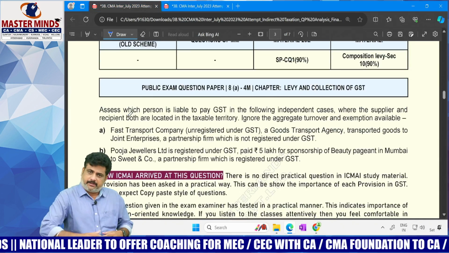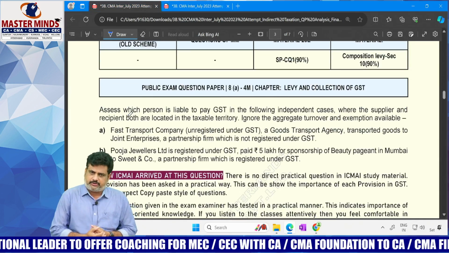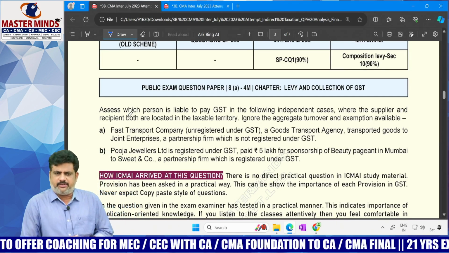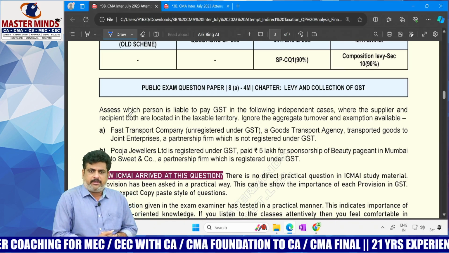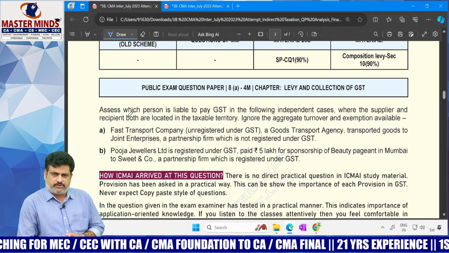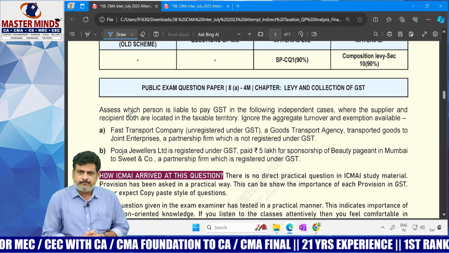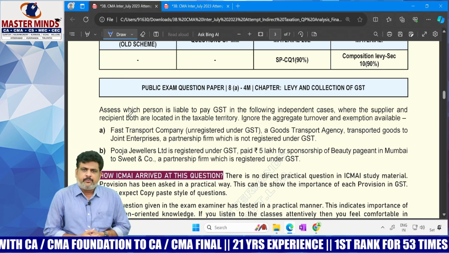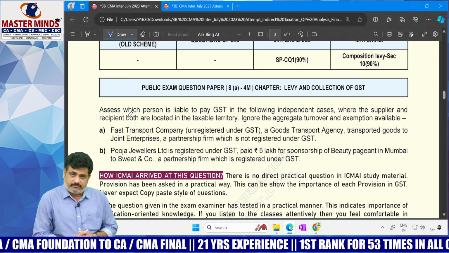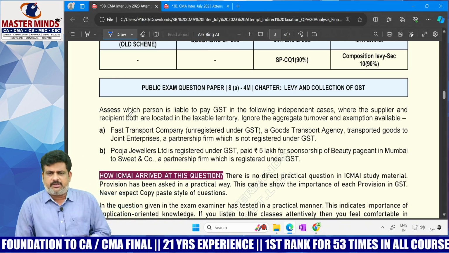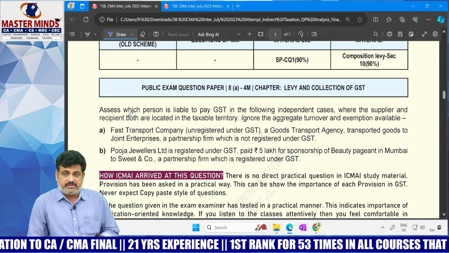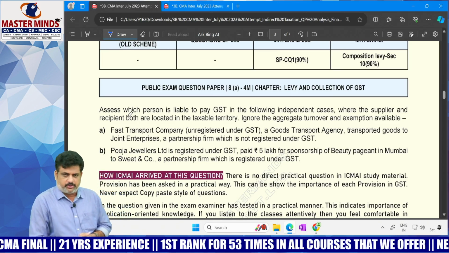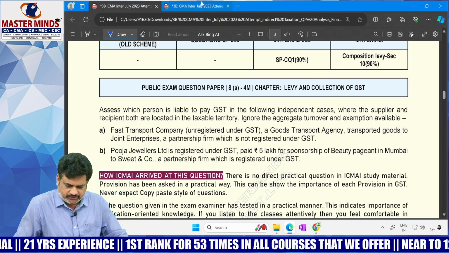Our next one is question number 8. 8A, 4 marks, chapter levy and collection of GST. Here, it is an FCM or RCM based question. Assess which person is liable to pay the GST in the following independent cases, where the supplier and the recipient both are located in the taxable territory. Ignore the aggregate turnover and exemption available. First, a transport company, which is unregistered under GST, a GTA, transported the goods to Joint Enterprises, a partnership firm, which is not registered under GST. What is the answer for this?